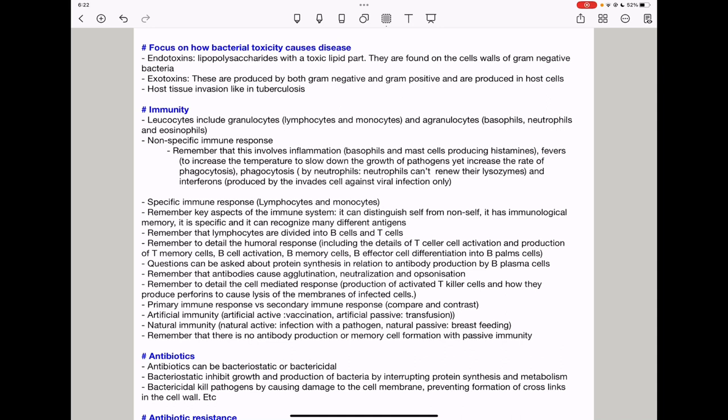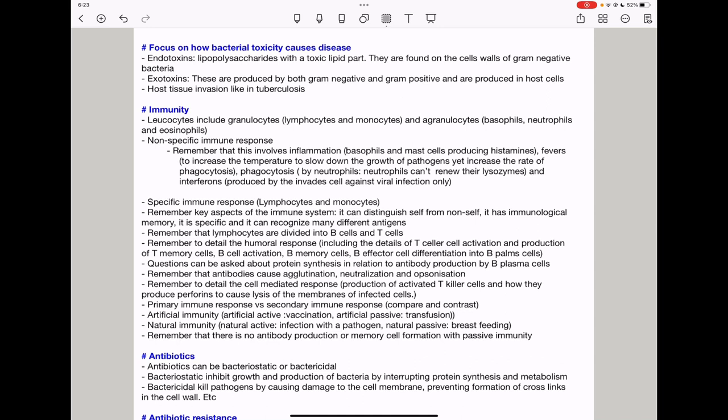Phagocytosis, of course, is going to be caused by neutrophils as they release lysozymes onto these pathogens. However, we need to know that neutrophils cannot carry out phagocytosis for longer periods of time because they cannot renew their lysozymes. Interferons are produced due to invasion by viruses. So they are produced by cells that are being invaded by viruses in order to fight off the infection.